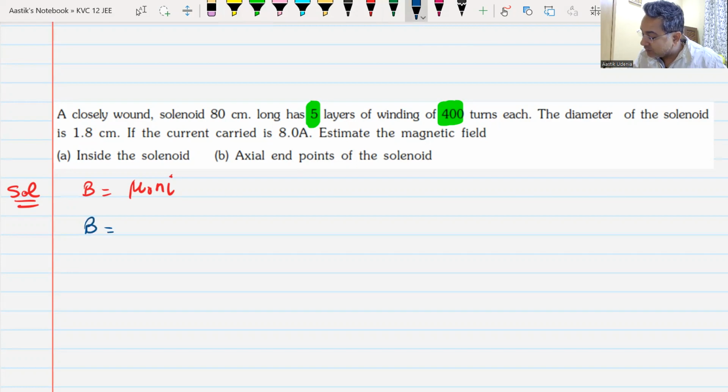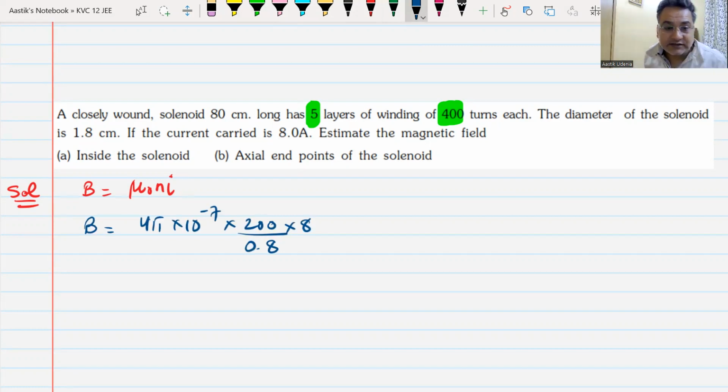So the magnetic field in the first case is mu naught n I. The value of mu naught is 4 pi into 10 raised to the power minus 7. Total number of turns is 2000. Total length is 80 centimeters, so divided by 0.8, multiplied by 8. That is the answer for the first case. In the second case, B dash becomes mu naught n I by 2.